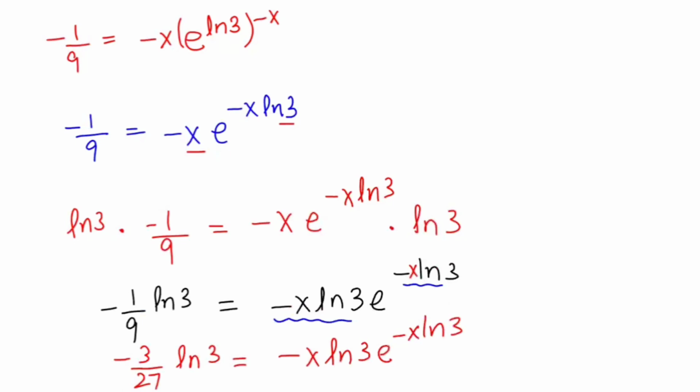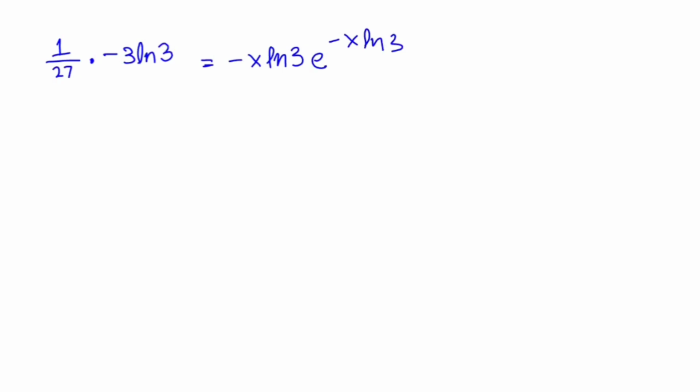I'm going to express this expression in this form: 1 over 27 times negative 3 ln of 3 is equal to negative x ln of 3 times e to the power of negative x ln of 3.